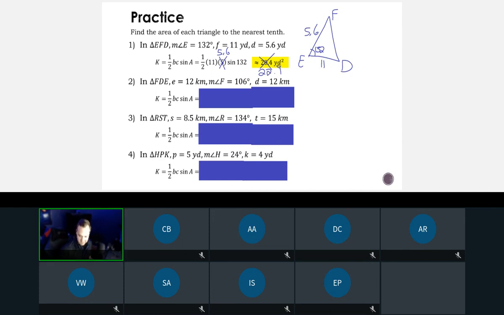All right. Okay. 2 minutes. Ready, go. And if you finish number 2, go ahead and just do the remaining 2 problems on the page.